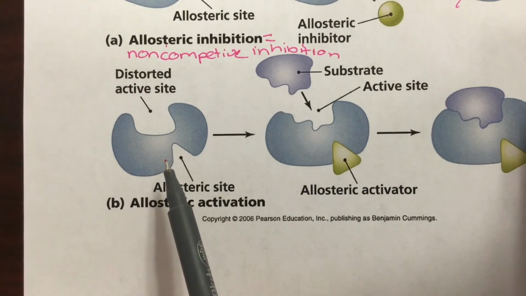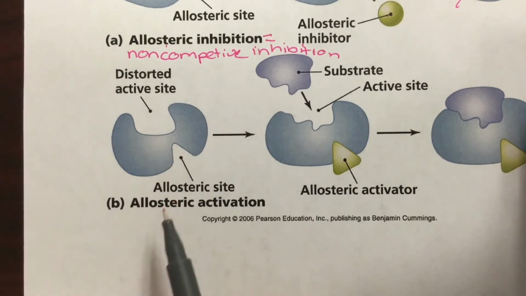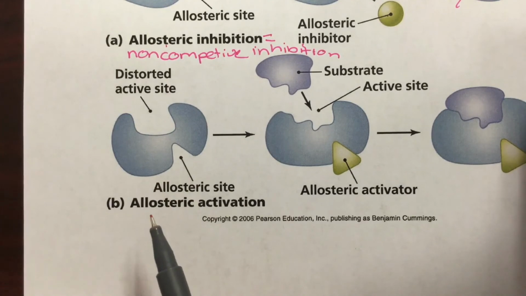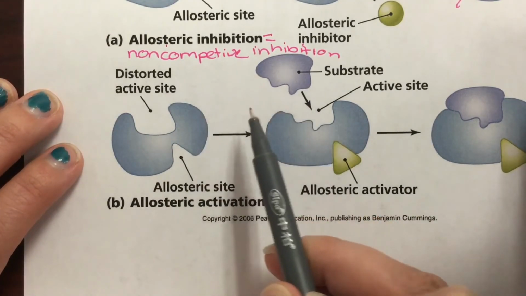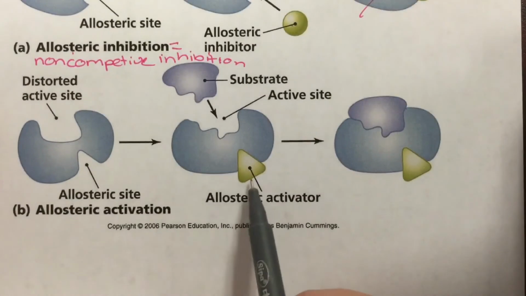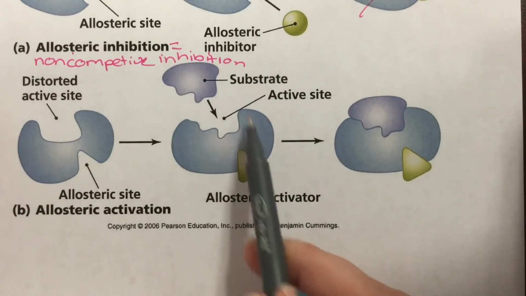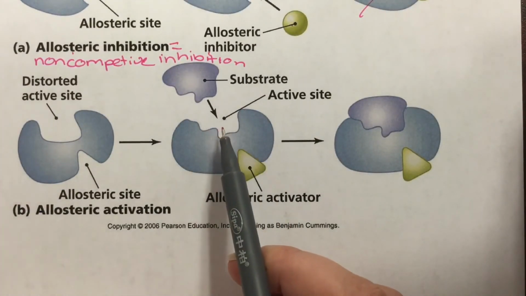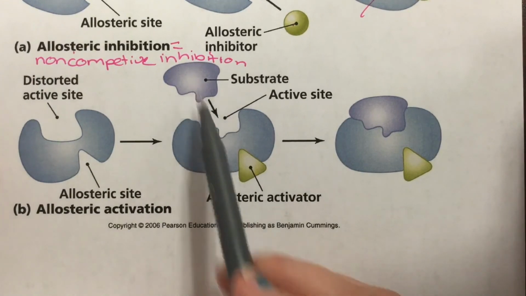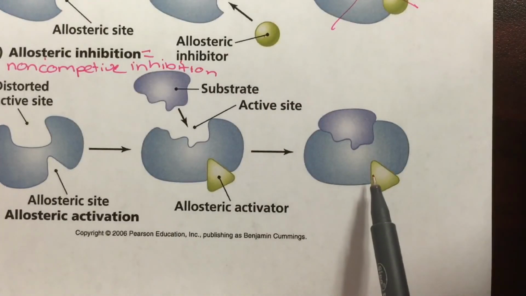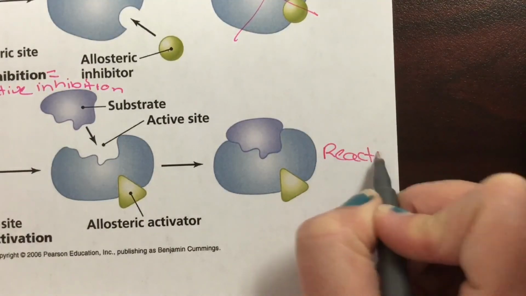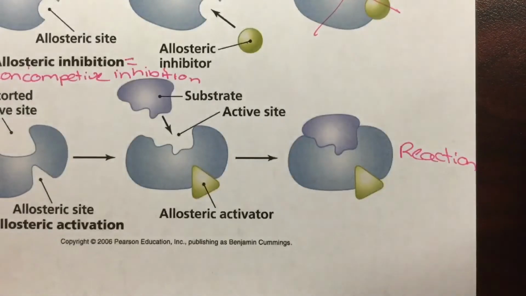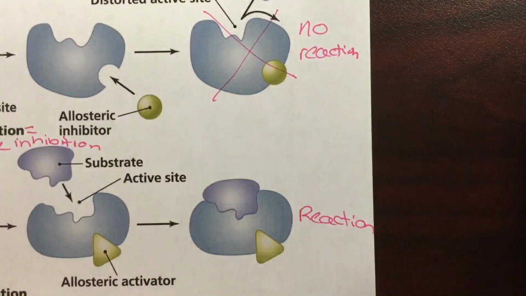So sucrase can only break down sucrose. It can't break down lactose or glucose or any other, it can only break down sucrose. So very specific shape, very specific. So then this allosteric activator comes and it creates the active site, the correct active site, the non-distorted. So then the substrate can bind, and then now my enzyme, we can get a reaction. So an activator helps a reaction occur, and an inhibitor prevents a reaction from occurring.